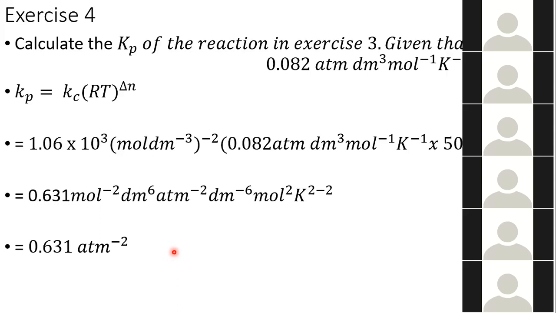And then our Kelvin will also be raised to the power 0. That will also go off. And then our mole to the -2 will also eliminate our mole squared. So we'll be left with 0.631 atmosphere to the -2. Is it clear for everyone? Yes. Good. Excellent.